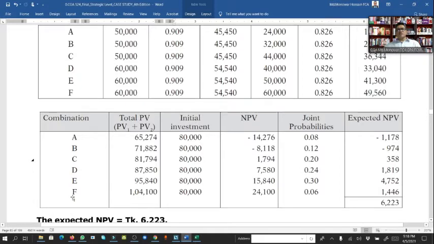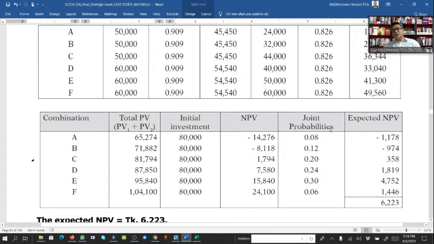Same way the last one, if we see the combination F here, total PV is 1,04,100. So from that, if we subtract the initial investment 80,000, then we will get positive 24,100. So this one is the NPV of the 6 combinations, 6 items.